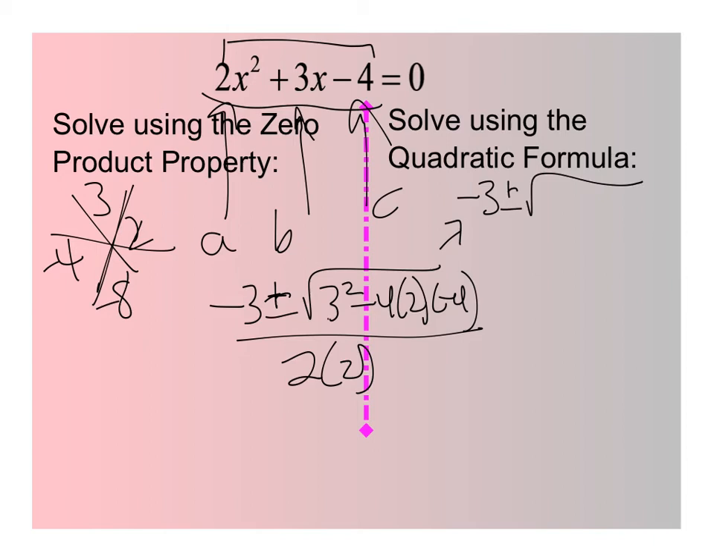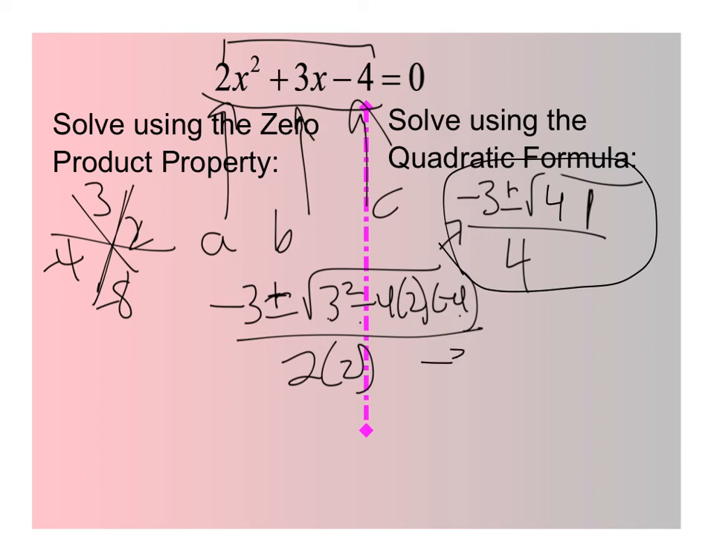of 3 squared is 9, minus 16 times 2 is 32. So I end up with 9 minus 4 times 2 times negative 4, and that's going to give me 41. Now, 41 is not a perfect square. In fact, if you left it like this, I wouldn't count it wrong. But just for argument's sake, let's get an answer here. Let's get a decimal answer.